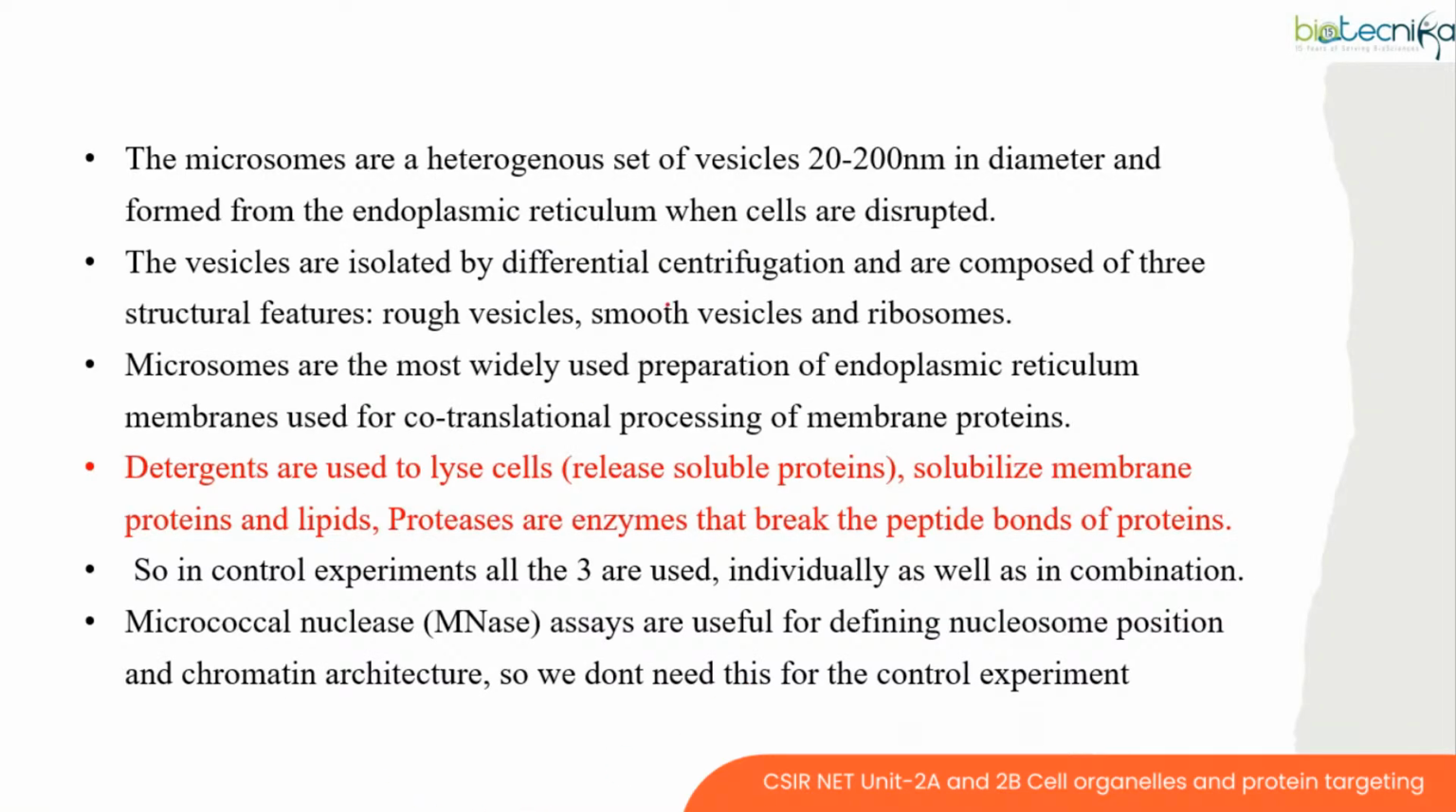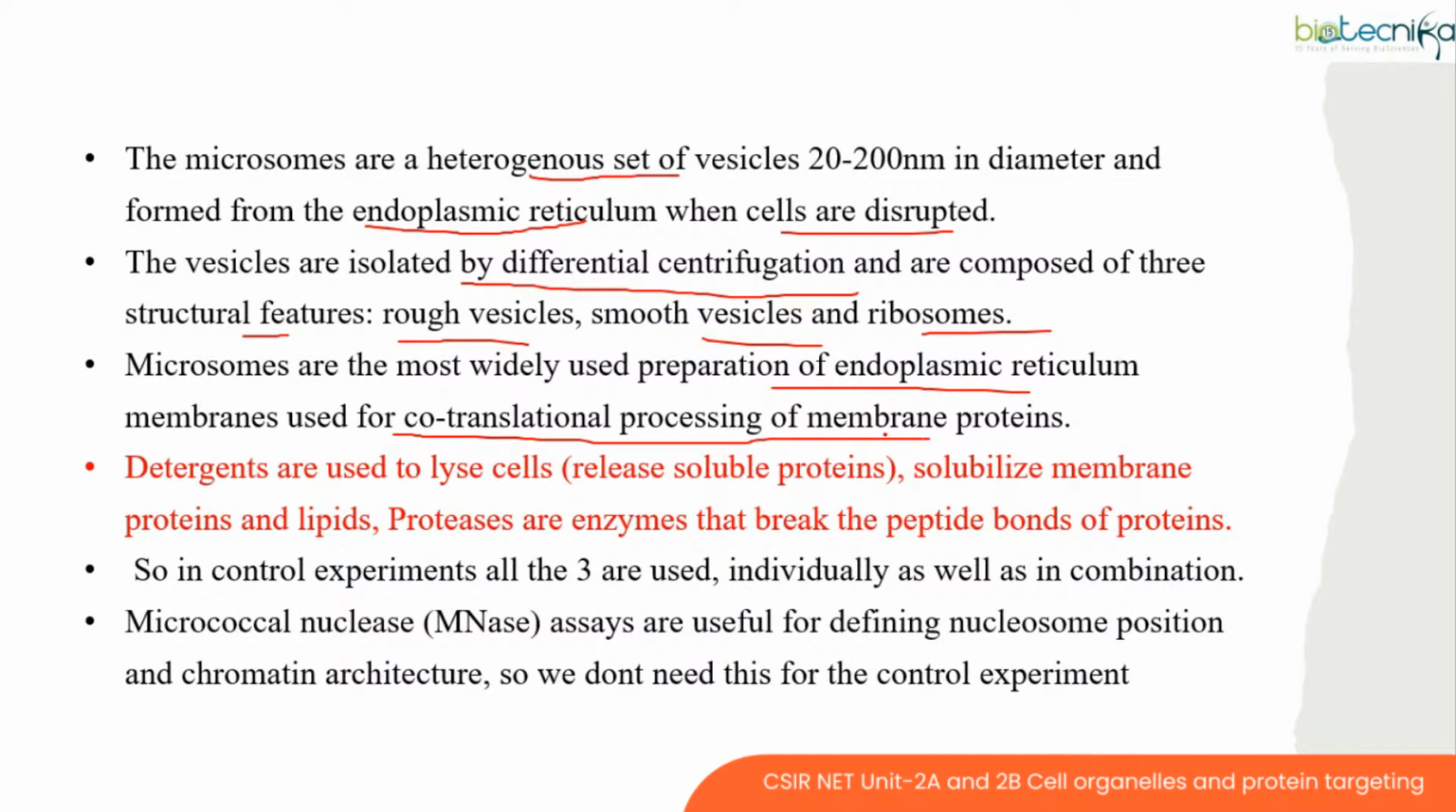Microsomes are a heterogeneous set of vesicles which are obtained from the ER when the cells are disrupted. These vesicles are isolated by differential centrifugation and composed of three features, that is rough vesicles, smooth vesicles, and ribosomes. Microsomes are the most widely used preparation of ER, and it is used for co-translational processing of membrane proteins. When I say detergents, obviously they will be lysing the cells. So the soluble proteins will be released, solubilizing the membrane proteins and lipids. Proteases are nothing but the enzymes that break the peptide bonds of proteins.